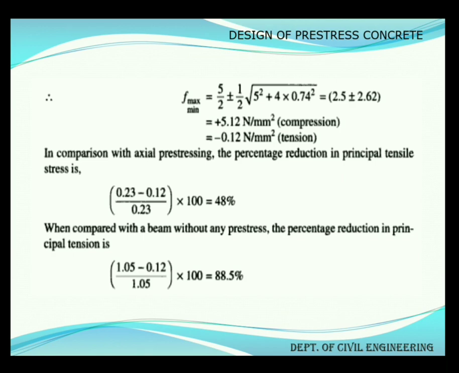Therefore, when we compare it with the initial case without any value of Fx, 88.5% of the tensile effect caused by the shear forces can be kept in control by providing a parabolic profile. That's why your PSC members are more safe in shear as compared to your RCC sections.